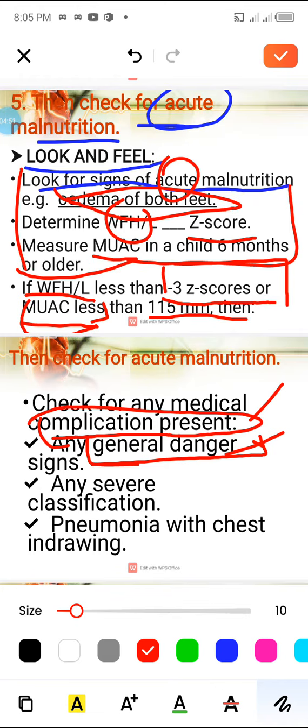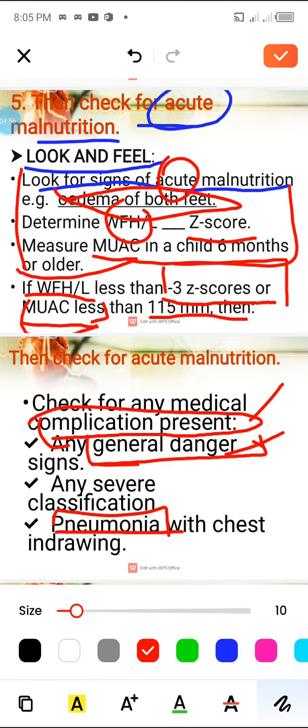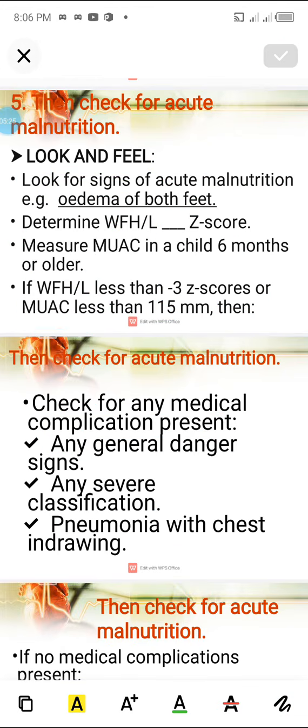A complication can be pneumonia, this here. So this is a medical complication, meaning that if a child has any of these, a medical complication which can be pneumonia, or a general danger sign with malnutrition, and the MUAC is less than 115 millimeters, or weight for height or length is less than -3, this is severe acute malnutrition. So you have to just check these. That's what we have.